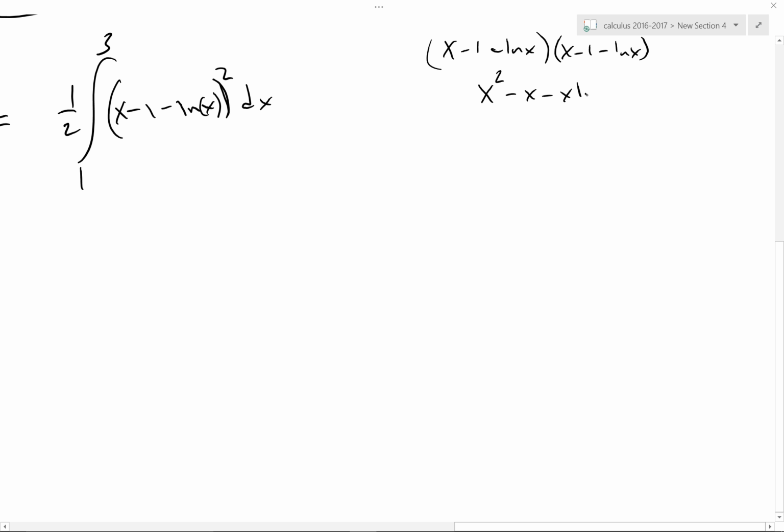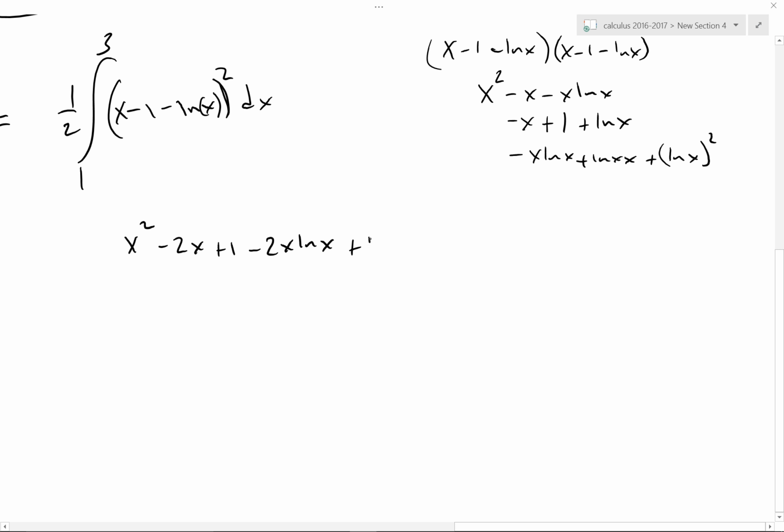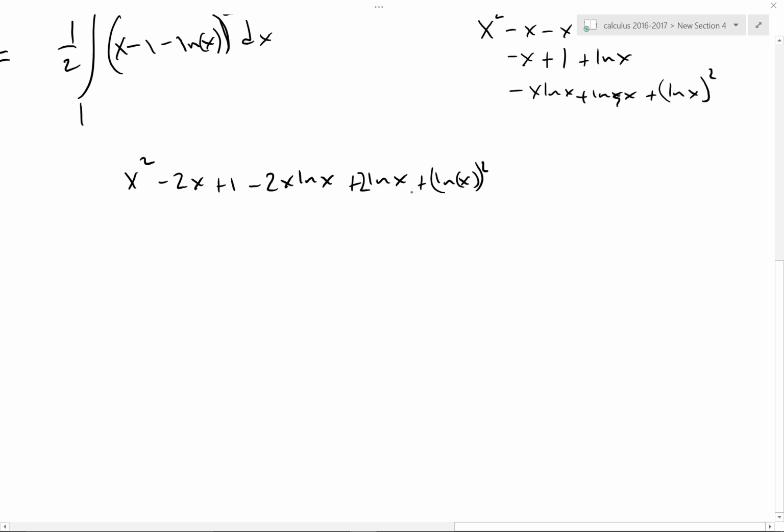x squared minus x ln of x, minus x plus 1 plus ln of x. And then I'm going to get minus x ln of x plus ln of x plus ln of x squared. So that's x squared minus 2x plus 1 minus 2x ln x plus ln of x. Is that another plus ln of x? It is, so there's 2 of them. And then plus an ln of x squared. Okay, let's go to integrating.